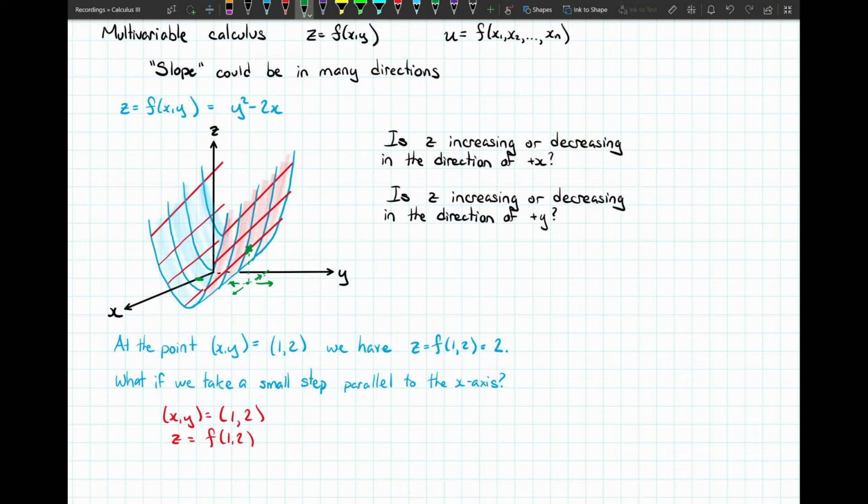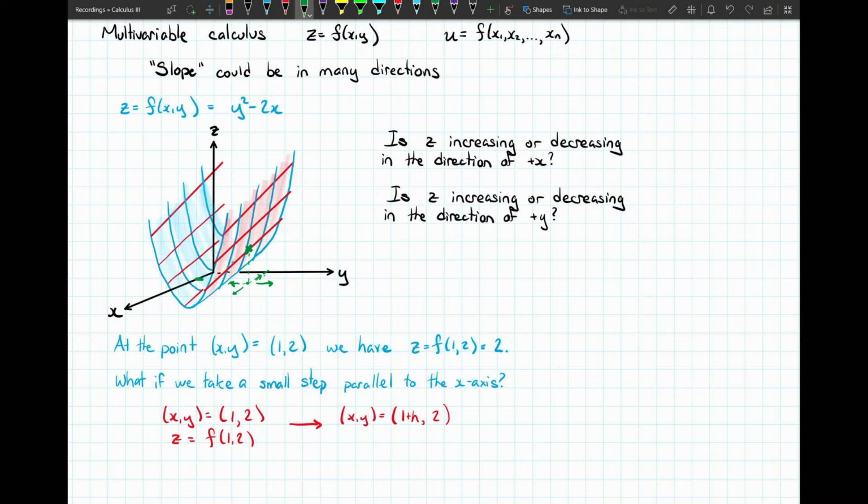Now from there, we'll take a small step parallel to the x-axis. In this case, we would have x change from 1 to 1 plus h, where h could be positive or negative. But since we're moving parallel to the x-axis, our y-coordinate will not change whatsoever. If we look back at the surface, essentially we are traveling either forward along the x-axis or backwards along the x-axis, and we would stay at a y value of 2.